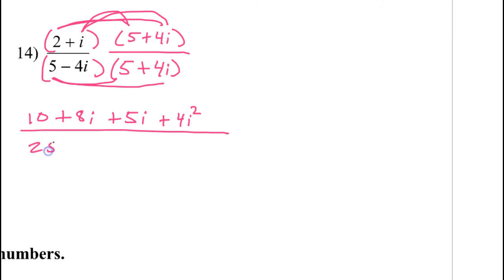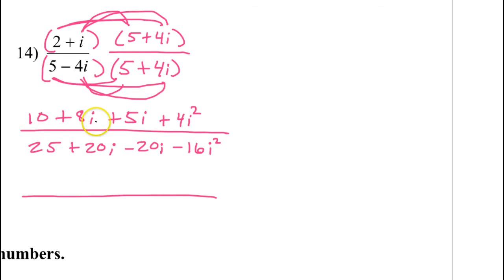Now I must double distribute in the denominator. That's going to give me 25 plus 20i. Now I must distribute the negative 4i. So that'll give me negative 20i minus 16i squared. So I'm going to copy down these first three terms. So I have 10 plus 8i plus 5i. But the last term, i squared is negative 1. 4 times negative 1 is negative 4. In the denominator, these are going to cancel out. So I'm going to bring down the 25. i squared is negative 1. Negative 16 times negative 1 is plus 16.